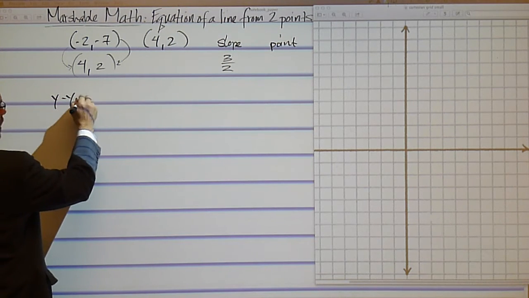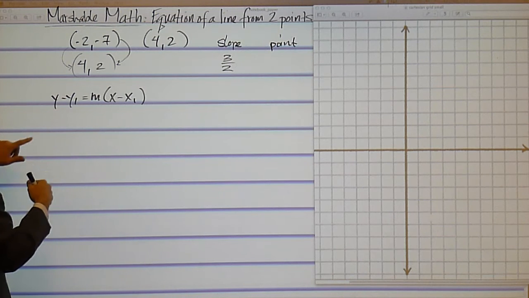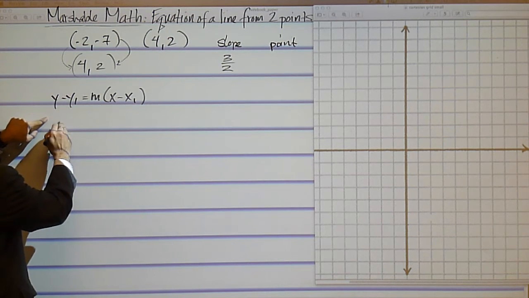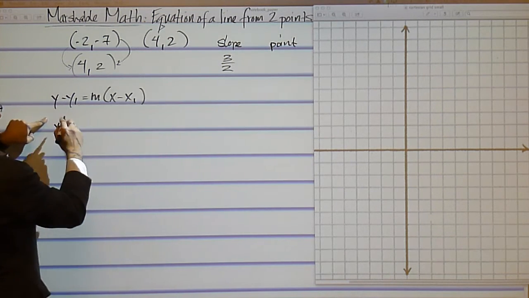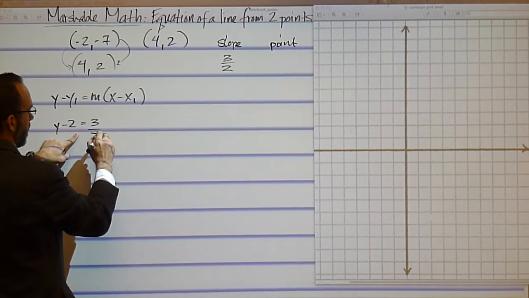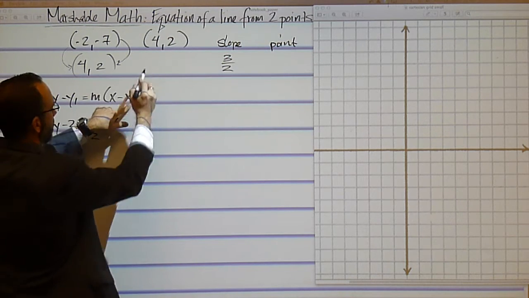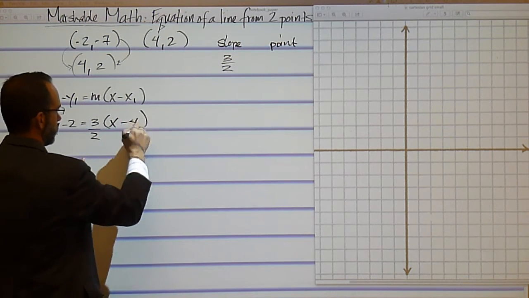y minus y1 is equal to m times x minus x1, and I'm going to substitute now. This is the y of the formula, so it stays put. y minus the y value, 2, is equal to the slope, 3/2, times x of the formula minus the x of the point, 4. All right?